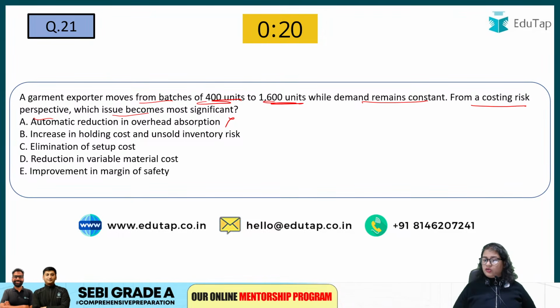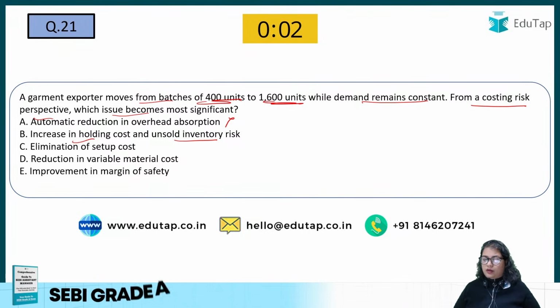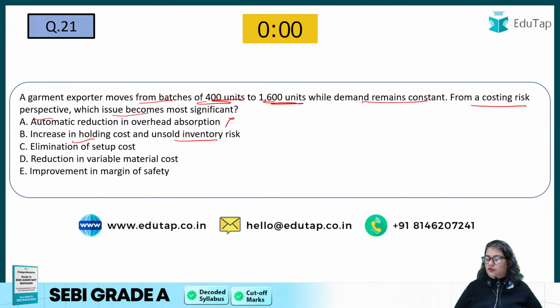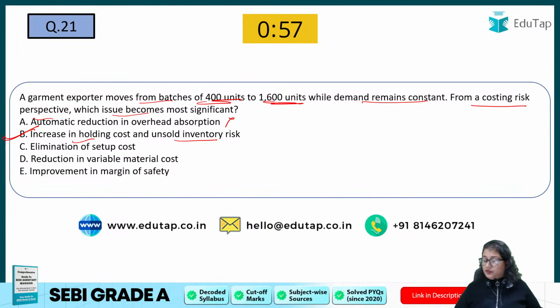Will it increase the holding cost? Because of course, if you are going from 400 to 1600, the carrying cost or the holding cost will increase. So this part is correct. And unsold inventory risk, that is also true, because if your inventory is too high and the sale is not much, then there will be a risk that it will expire or something, right? So yes, the answer is option number B, and everybody has answered it correctly.